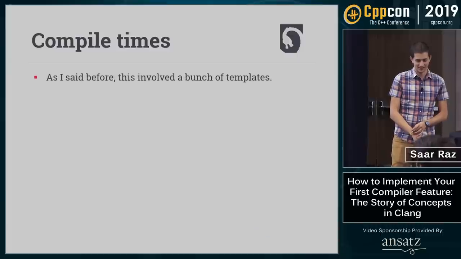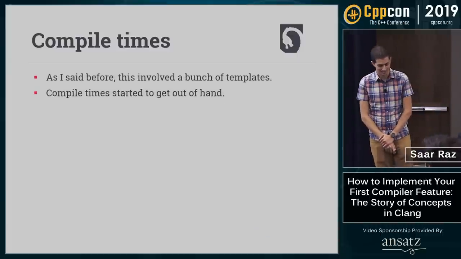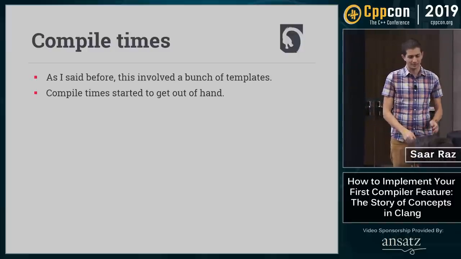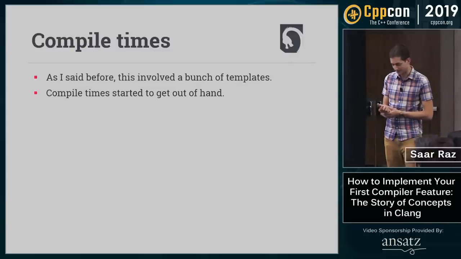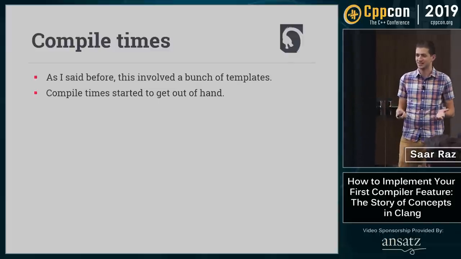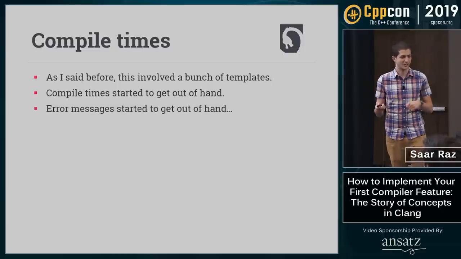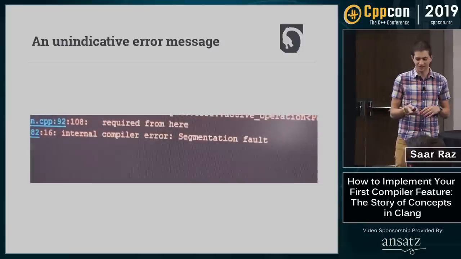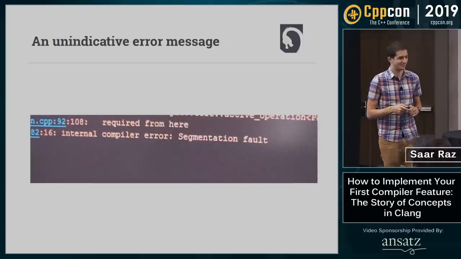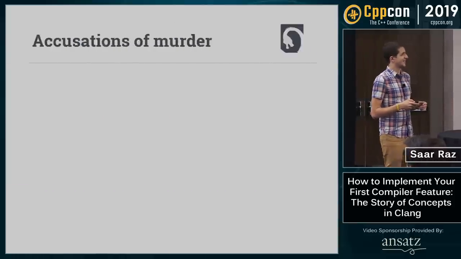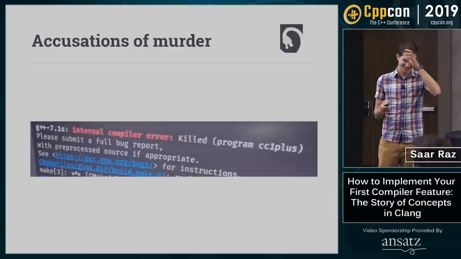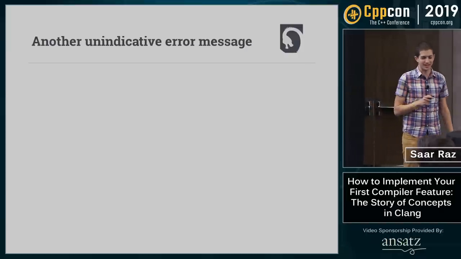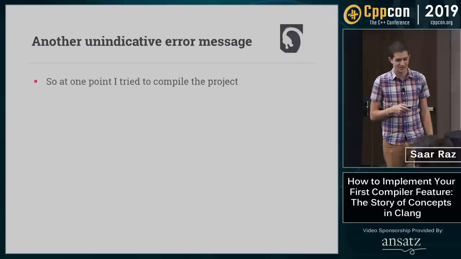So it turns out this branch was not heavily maintained at the time. And not only that, I've had some problems using GCC. But not just GCC, as I've said, I had a bunch of templates in my code. And compile times and error messages started getting a bit out of hand. For example, I had this unindicative error message. And accusations of murder, like this one. And I had this unindicative error message.